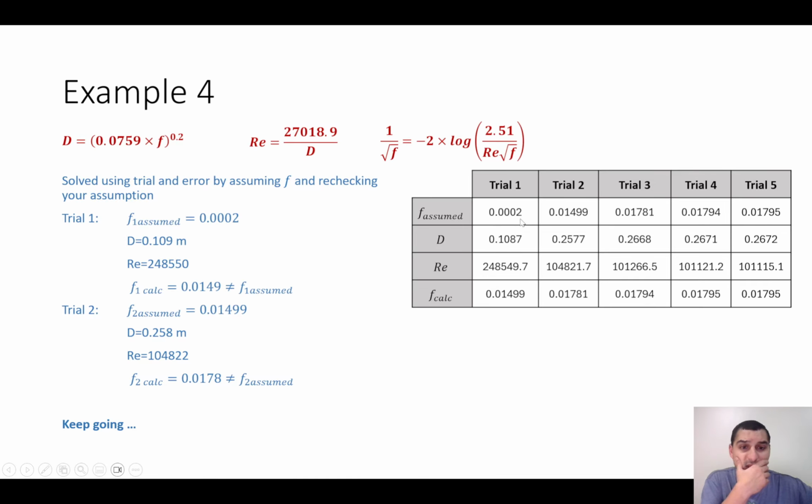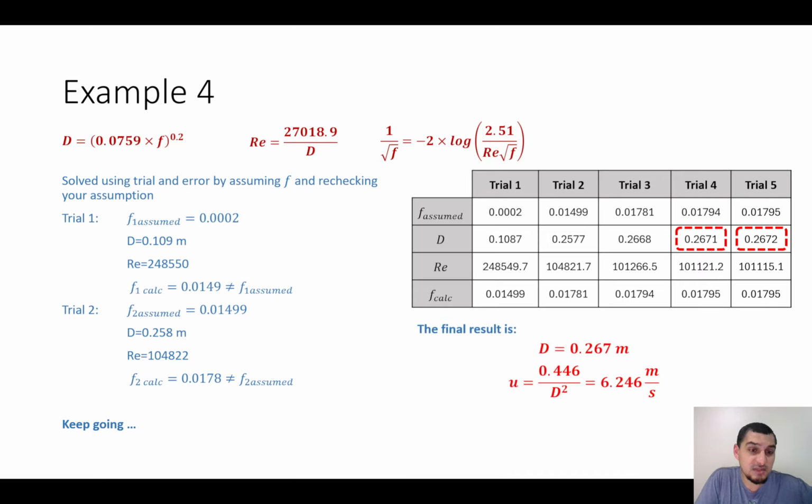So for the first trial, it was 0.0002, and then it became 0.0149, and then from 0.0149 to 0.0178, from 0.0178 to 0.0179. So it's getting very close now, and from 0.01794 to 0.01795. So finally, we can reach this point where the velocity is calculated to be 6.25 meters per second, and the friction factor and Reynolds number are already calculated. So the procedure for the trial and error is the same. It's just writing the equations in the right way.